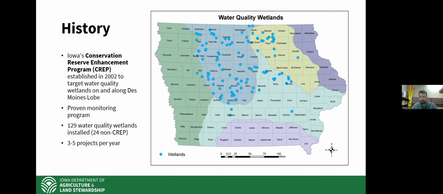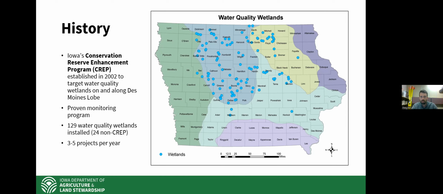To date, we have roughly 130 water quality wetlands that have been installed, primarily using the CREP program I've discussed. But you'll see that we're up to around 24 non-CREP sites. We'll talk a little more about some of the different programs we've used for some of those sites shortly.